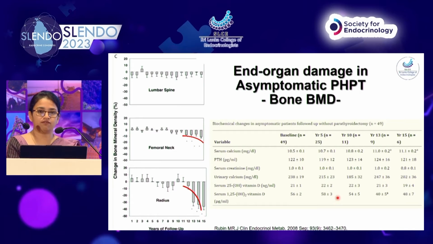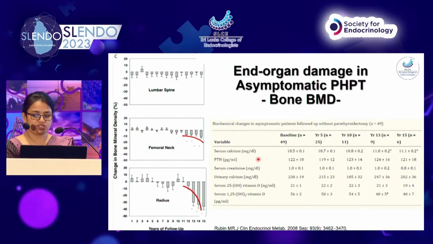Okay, we've discussed the biochemical profile. What is the endocrine damage in asymptomatic primary hyperparathyroidism? We know the symptomatic group may present with complications or just symptoms as well, but these people are classified as asymptomatic. Are they really asymptomatic, or is there any damage done?